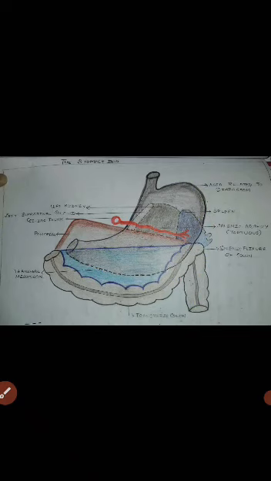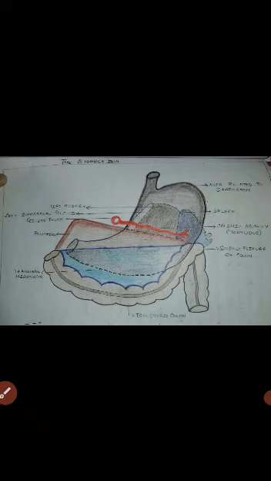Anterior gastric nerve contains left vagal fibers. Posterior gastric nerve contains right vagal fibers. Anterior and posterior gastric nerves further divide into many branches. The wall of the stomach has four layers: mucosa, submucosa, muscular coat, serous coat.